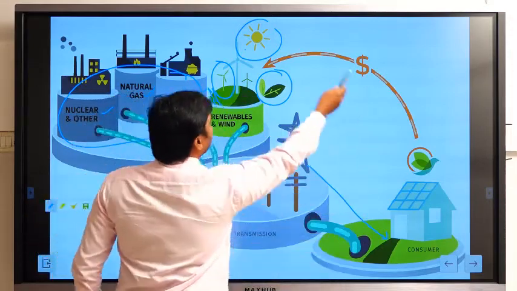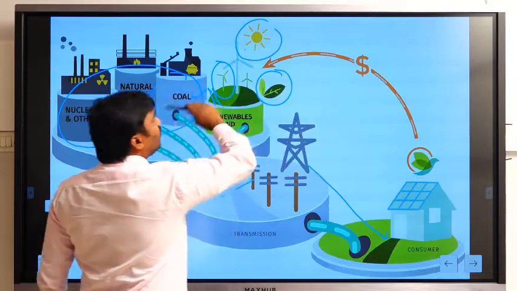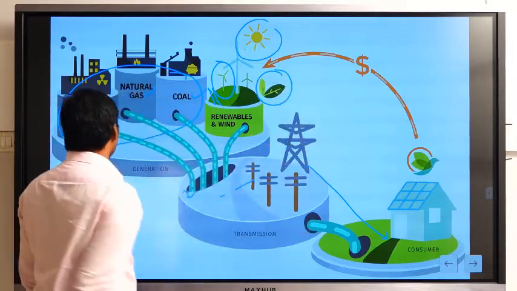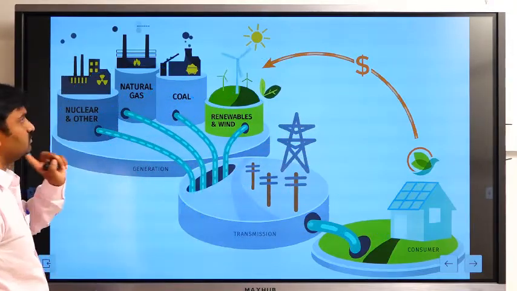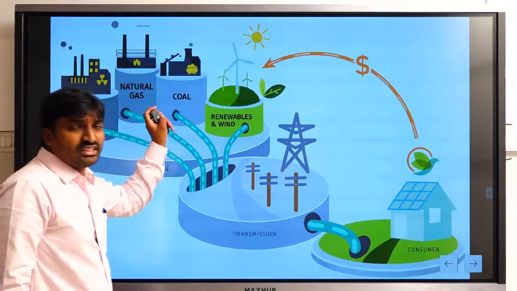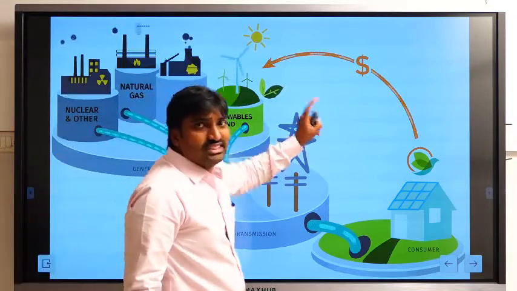And for all these things we are paying money, so this money returns back to the companies. So this is a brief introduction to the energy sources.